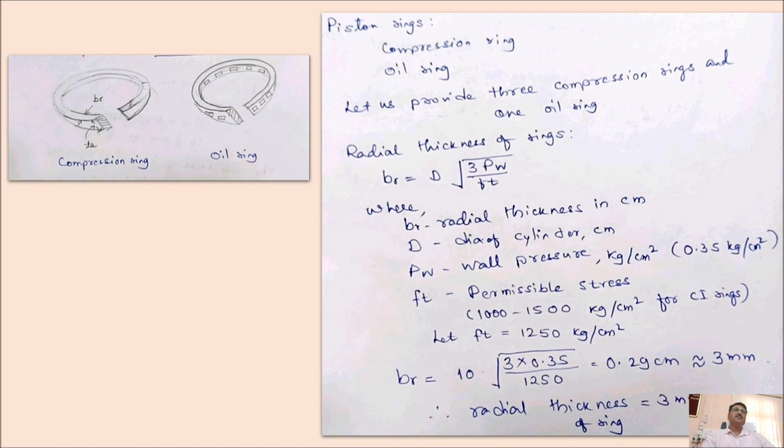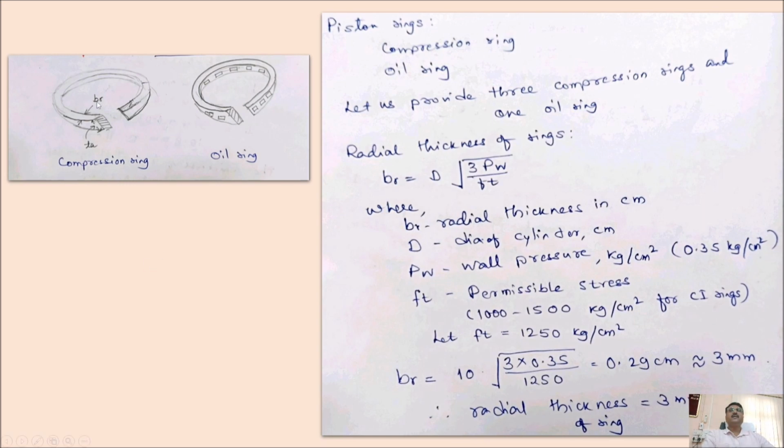BR is radial thickness in centimeter. D is diameter of piston. PW is the wall pressure in kg per centimeter square. It is considered here for the present case as 0.35 kg per centimeter square. FT is permissible stress. This is taken as 1000 to 1500 kg per centimeter square for cast iron rings. Let FT value be 1250 kg per centimeter square. Substituting the values, the radial thickness is 0.29 centimeter, that is 3 millimeter.